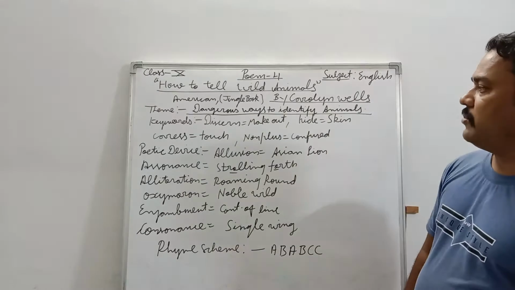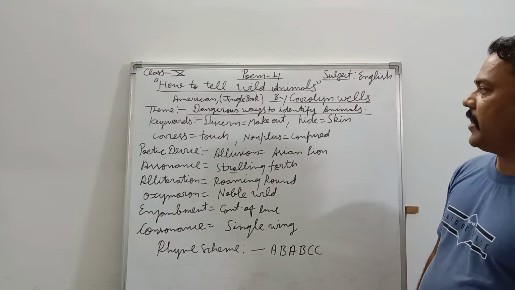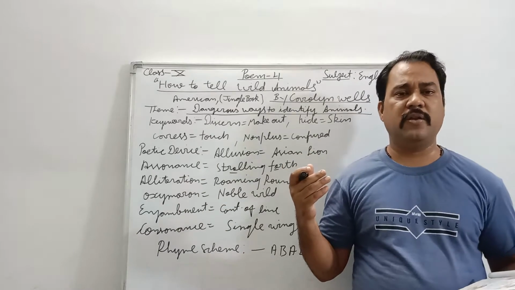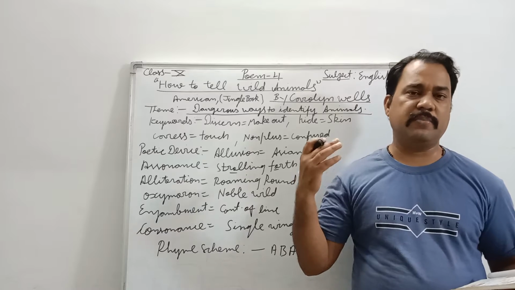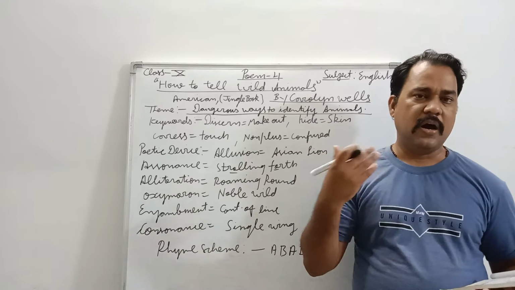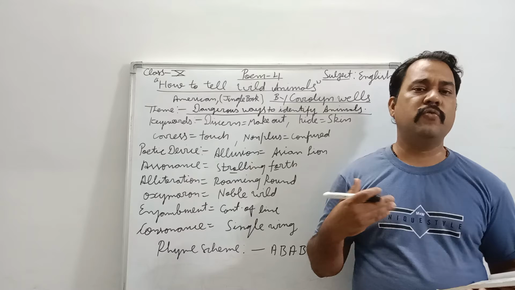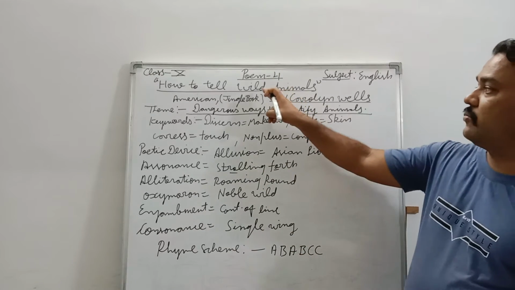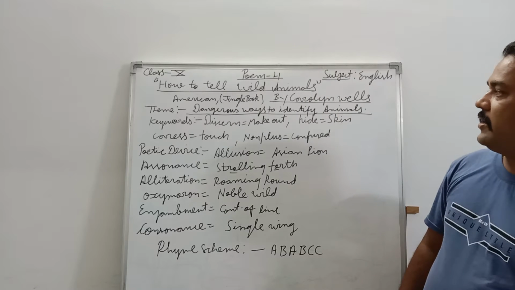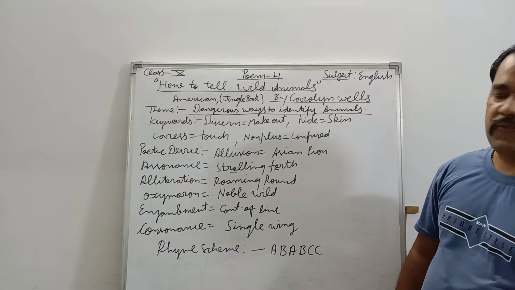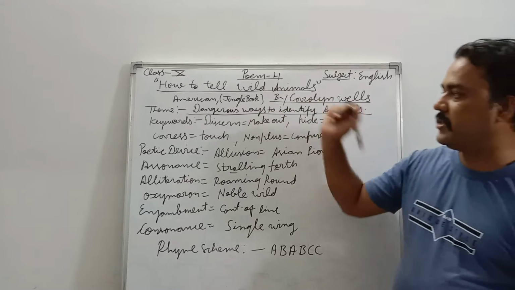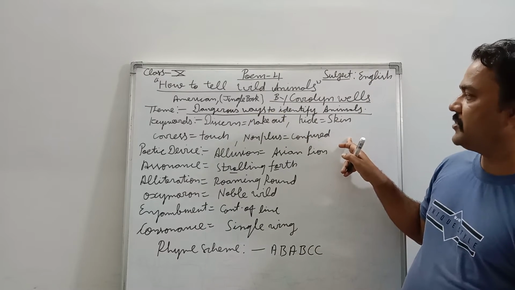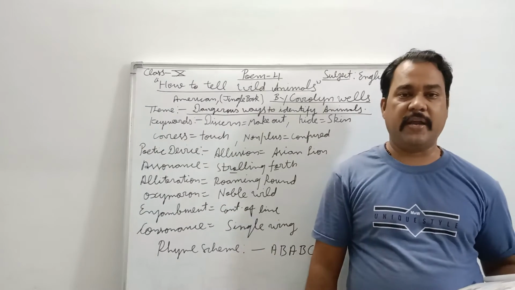Now, if I talk about the poem How to Tell Wild Animals, first of all, if you hear the title, what comes to your mind? How to tell means how to describe, how to identify. So how to tell means how to identify the wild animals we have in the forest. The theme of this poem is dangerous ways to identify the animals.